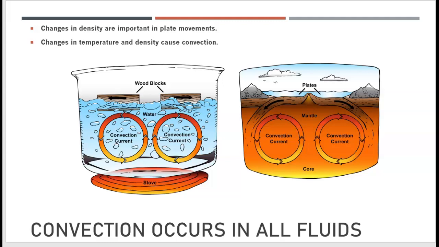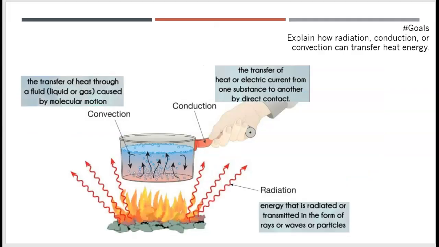We are going to pick up where we left off. So we were talking about convection currents and movement of plates. Changes in temperature and density are what cause these convection currents. Let's move along to see how that looks, even in a smaller example.